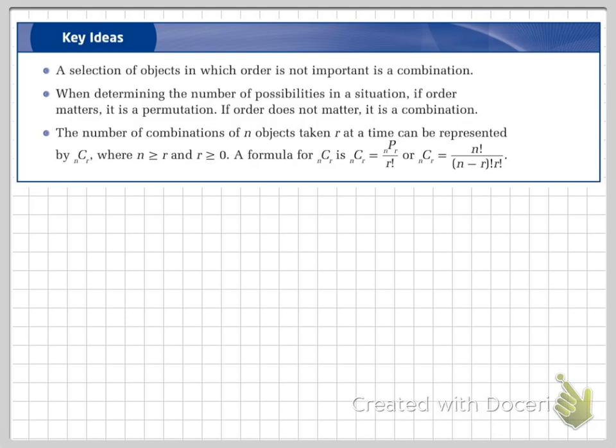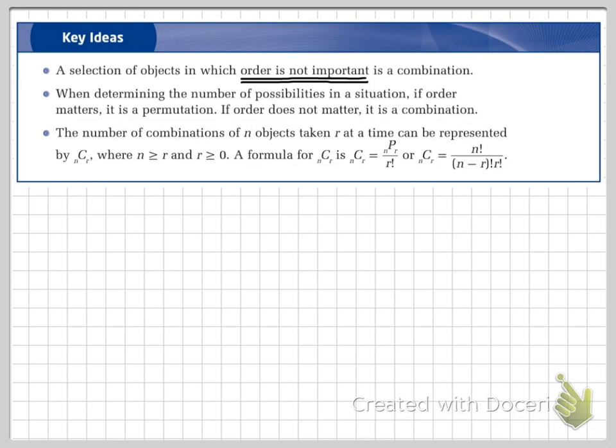Here's our key ideas or summary of 11.2. A selection of objects in which the order is not important is called a combination. When determining the number of possibilities in a situation, if order matters, it is a permutation. If order does not matter, it's a combination. That's the difference between the two.